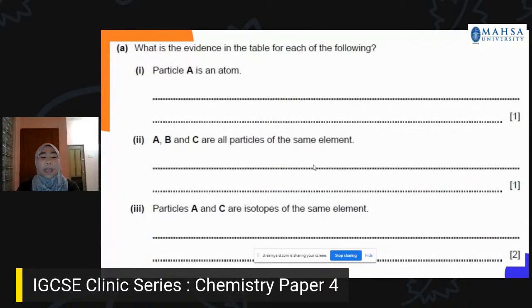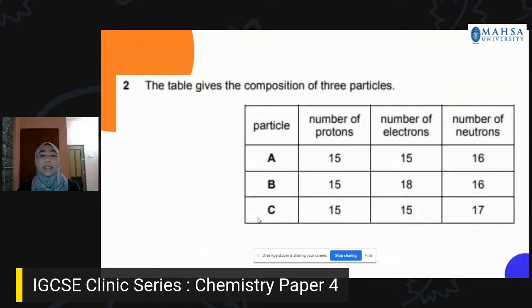Okay, next. Particles A and C are isotopes of the same element. Go back. What is the definition of isotopes? Isotopes are the same element, having the same number of proton. Yes, for sure. Having the same element means the same number of proton. But which one is different? Different number of neutron. So when you're talking about isotopes, you need to refer to the number of proton, but they're going to have different numbers of neutron.